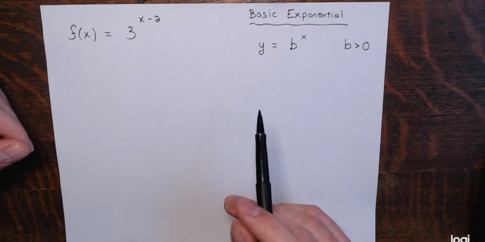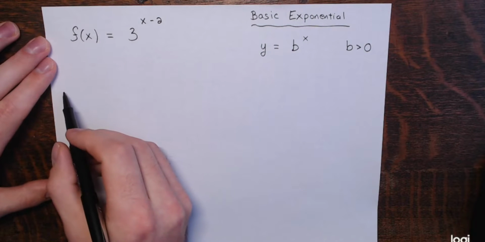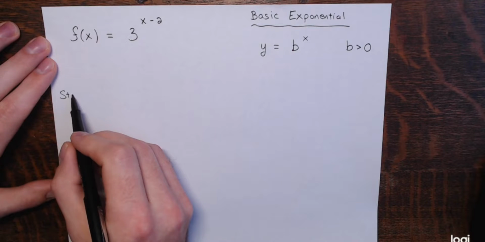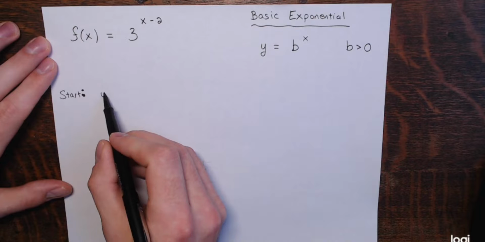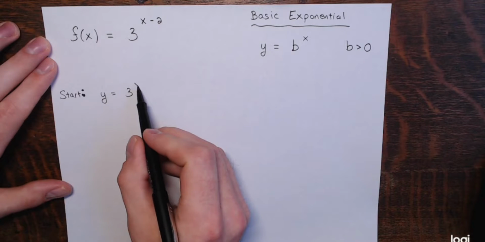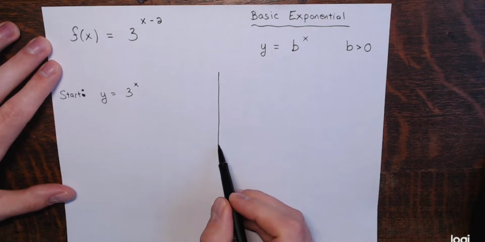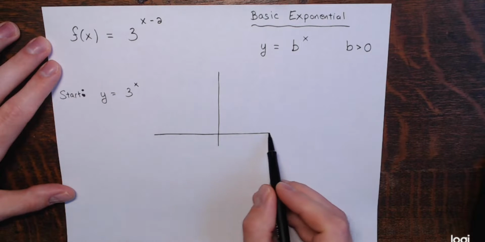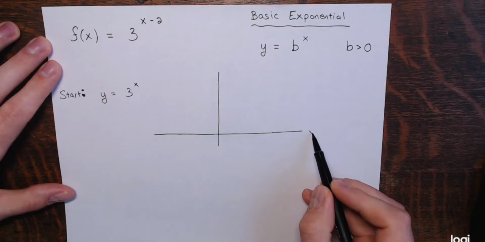So for this one here, base of 3, the parent function, the starting function, before I perform the transformations, will be y equals just 3 to the x power. And the graph of that, you should know what the graphs of these look like by now, after section 6.1. But I'll just draw it up here.